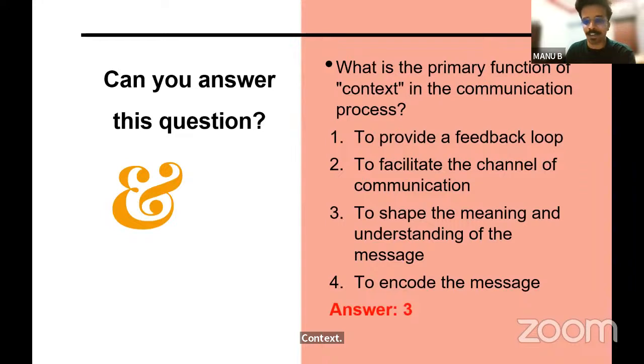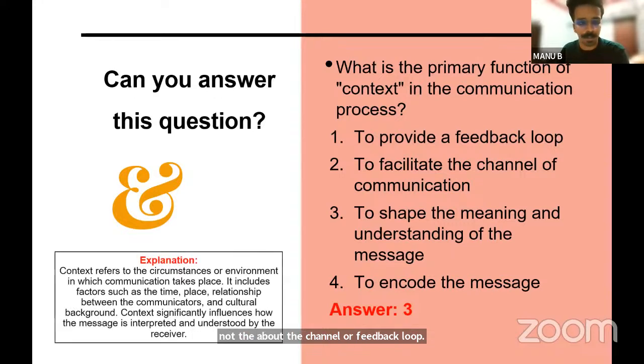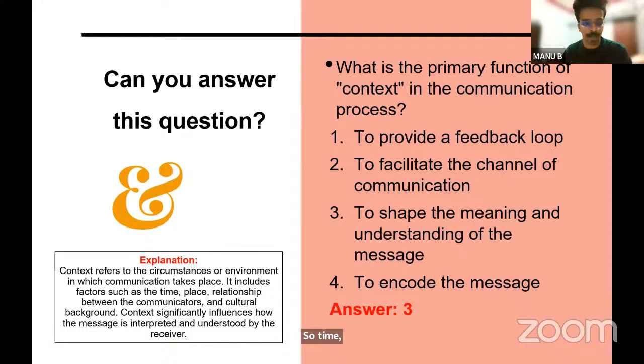Context shapes the meaning, and the understanding of the message is shaped by the context. Okay, it's not about the channel or feedback loop. Okay, it just influences the meaning. So the circumstances or the environment in which the communication takes place is what we call context. Time, place, relationship, everything matters in context, even the cultural background. So this needs to be understood by both the sender and receiver. That's how context influences the communication process.